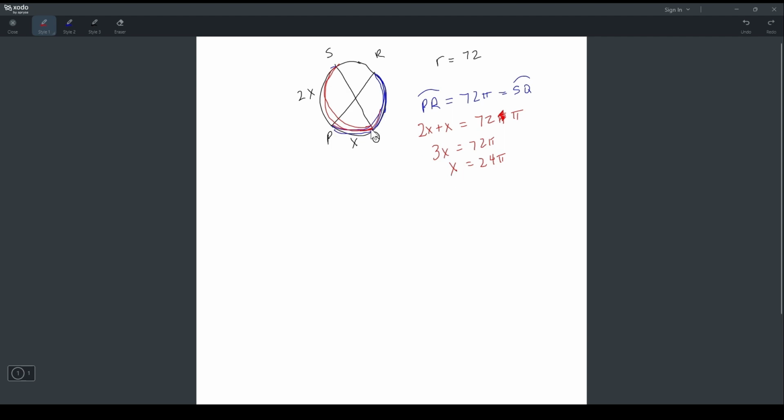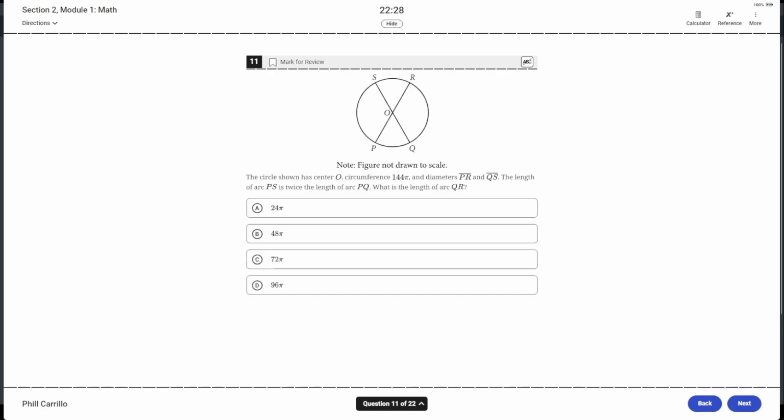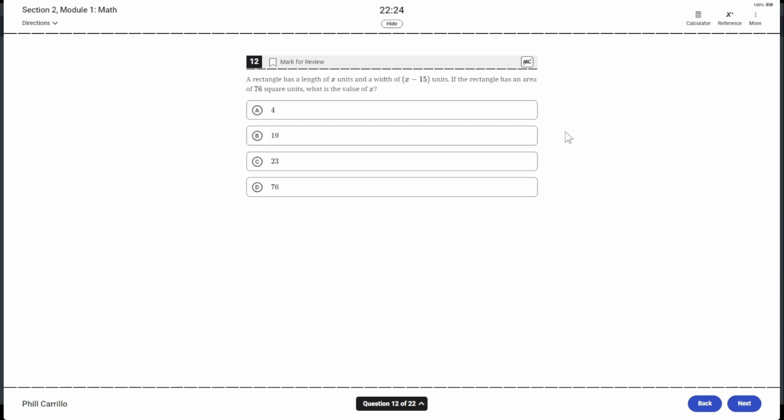No, QR. So if this is 24 pi, I think I'm doing too much work already. Then this is the same as, yeah, it has to be half the circumference. Duh. Gotta be C. I wasted so much time there. Okay.